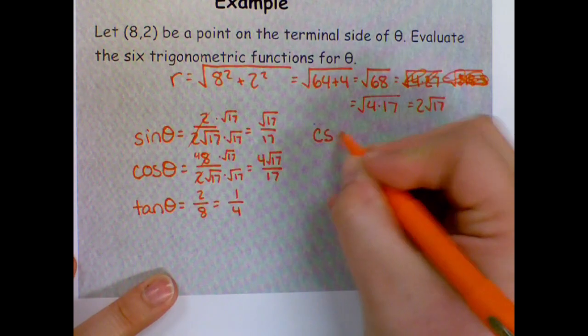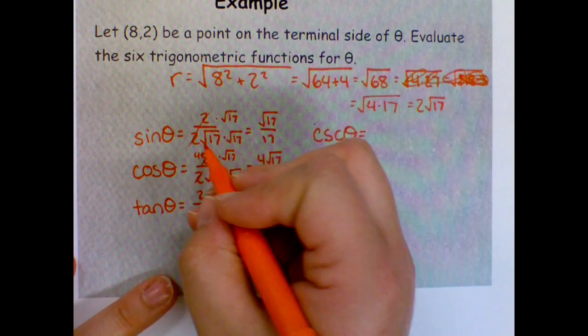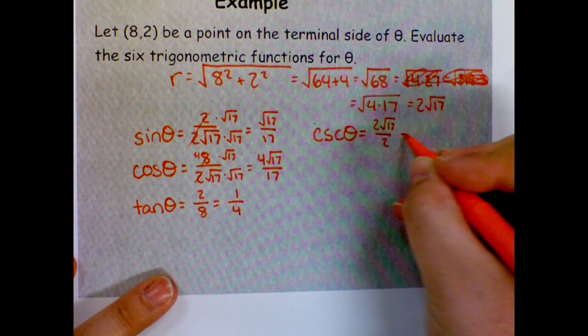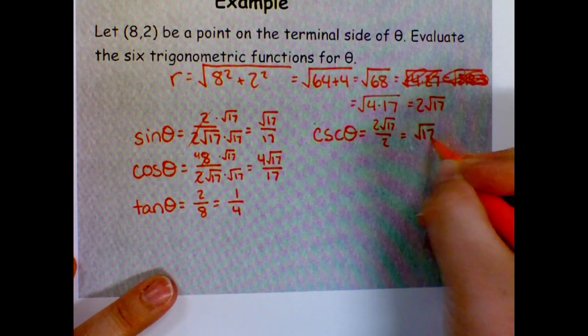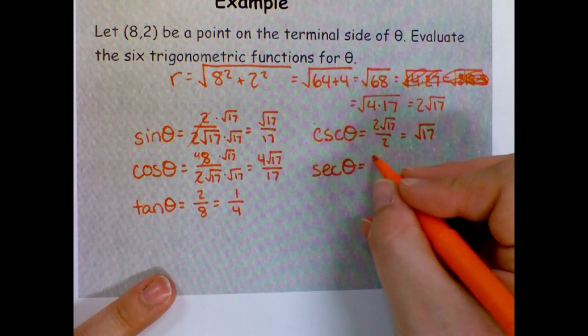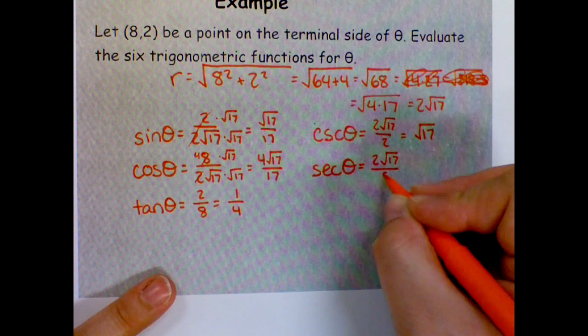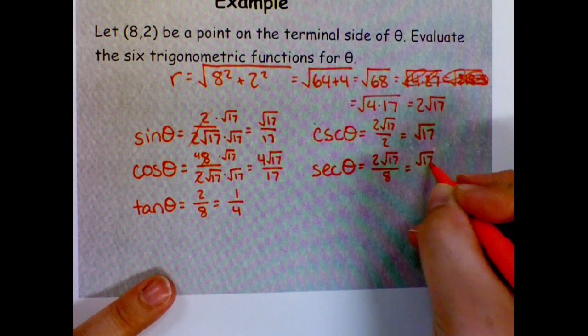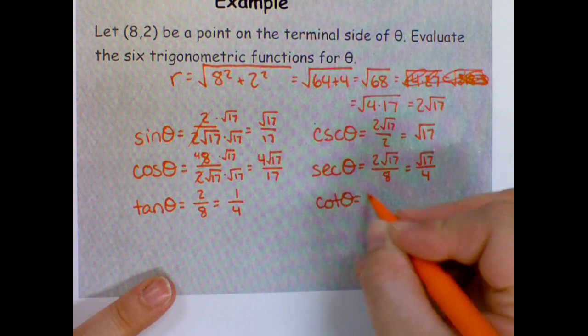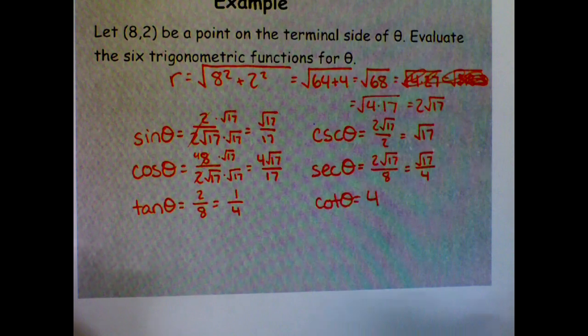Then we need cosecant. Cosecant's the reciprocal. Take it from the very beginning. 2 square root 17 over 2. 2's cancel, leaving me just square root of 17. For the secant, take the reciprocal from the beginning. 2 square root 17 over 8, which is the square root of 17 over 4. And for cotangent, take the reciprocal. We get just 4.